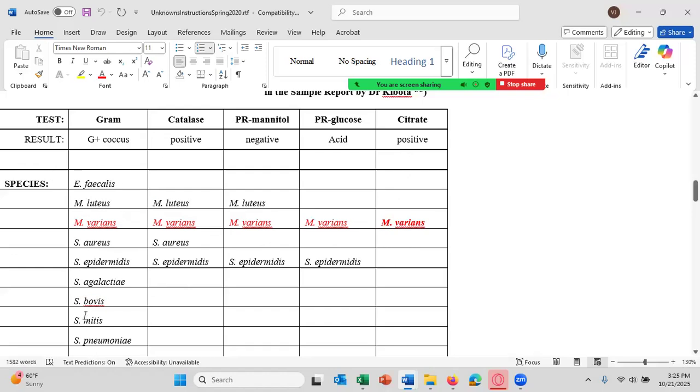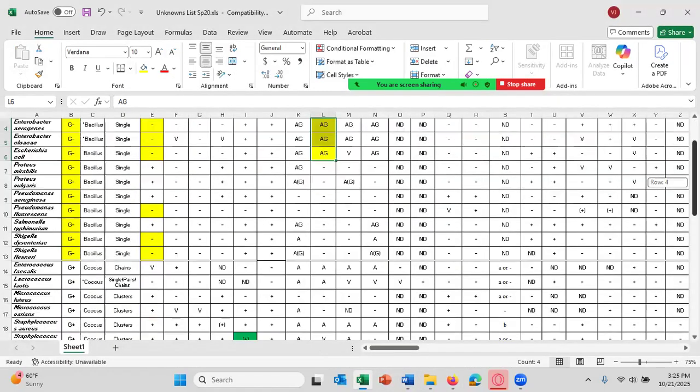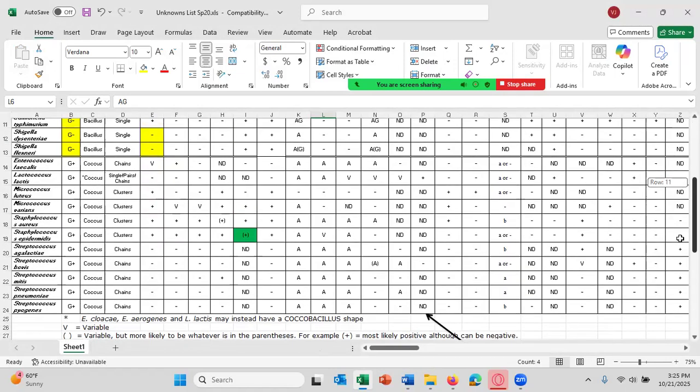Don't follow this because you will be following the species here. So it might be a little different. 1, 2, 3, 4, 5. 5 Streptococcus. Let's see what there are here.